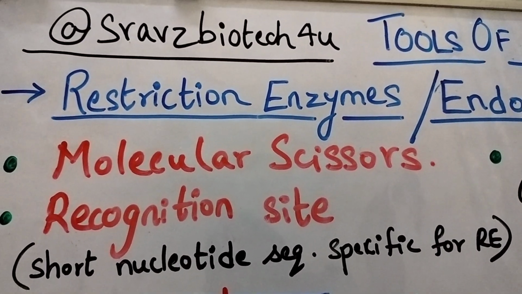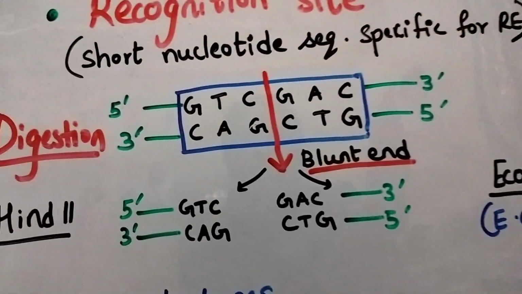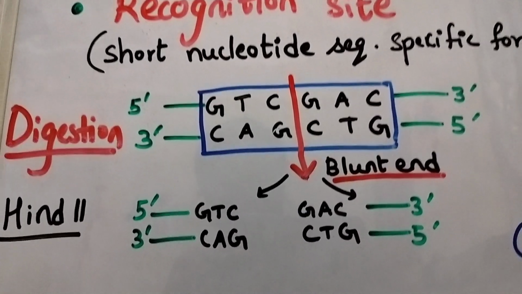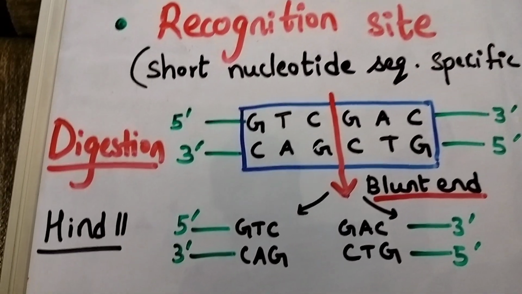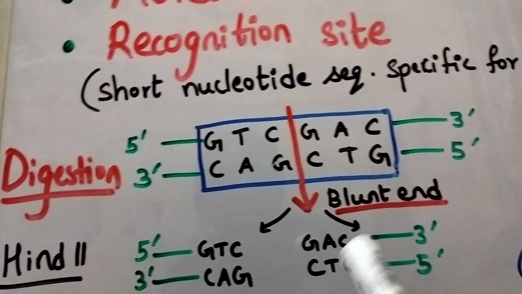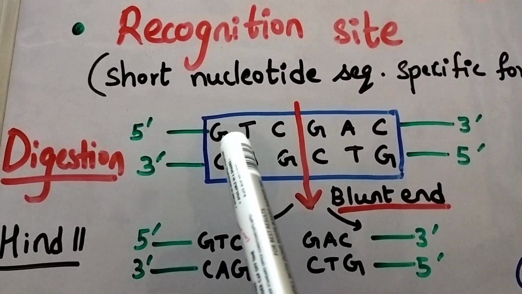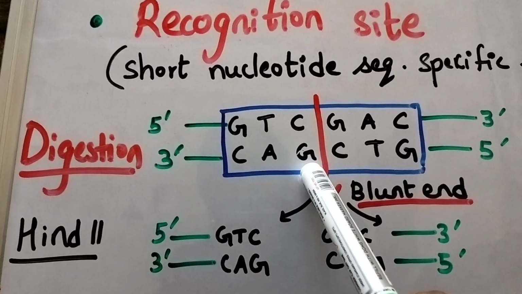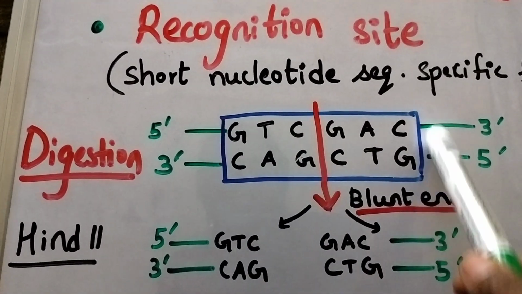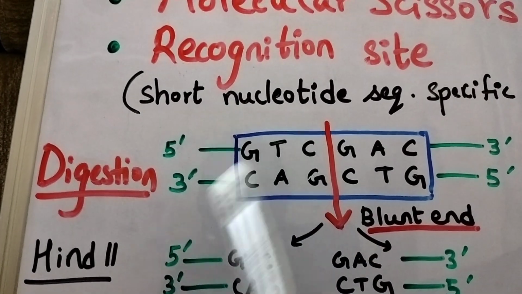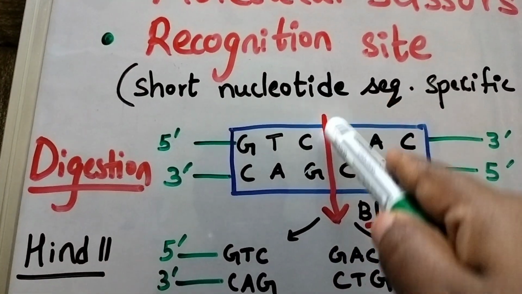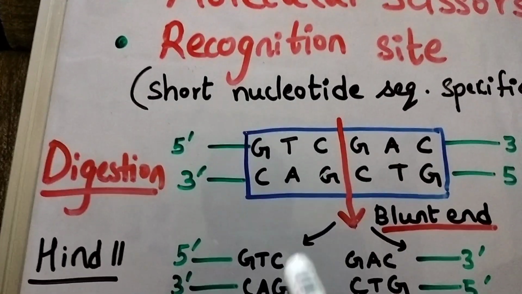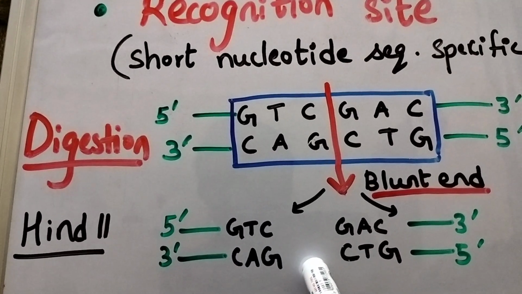The digestion process is of two types. One, blunt end digestion. An example of a restriction enzyme that carries out blunt end digestion is HindII. As we can see, here is a DNA molecule with the ATGC sequence. HindII recognizes a sequence between G and C. This is the particular recognition site for HindII. Within the recognition site, it makes an equal cut, at the same position on the two strands, resulting in blunt ends.